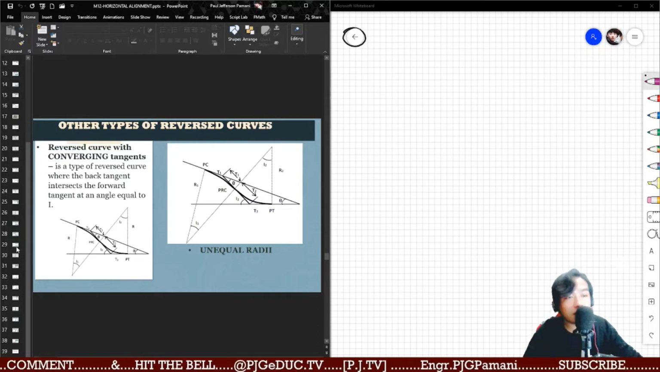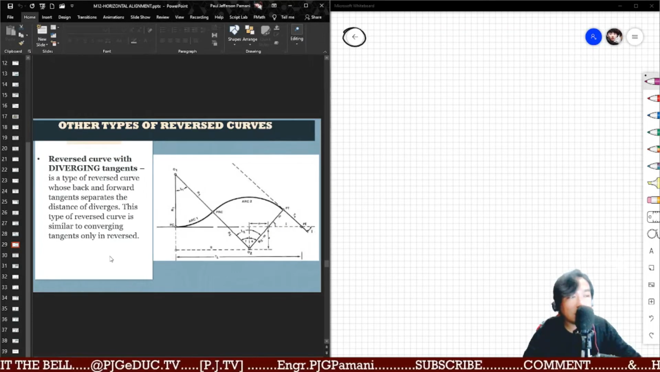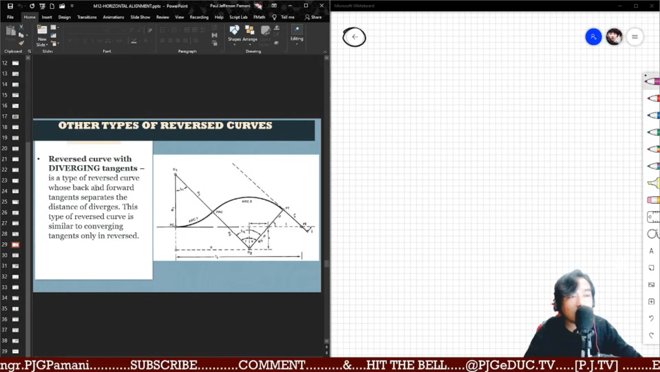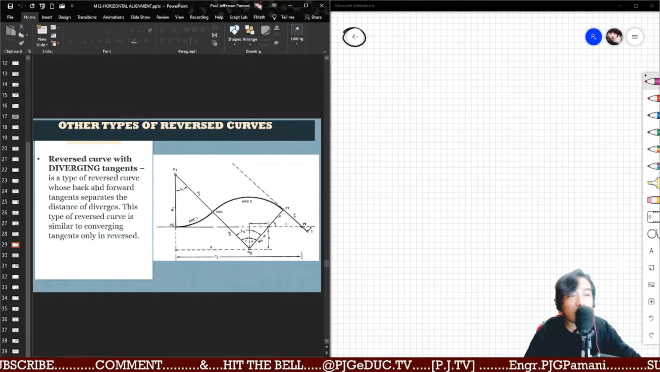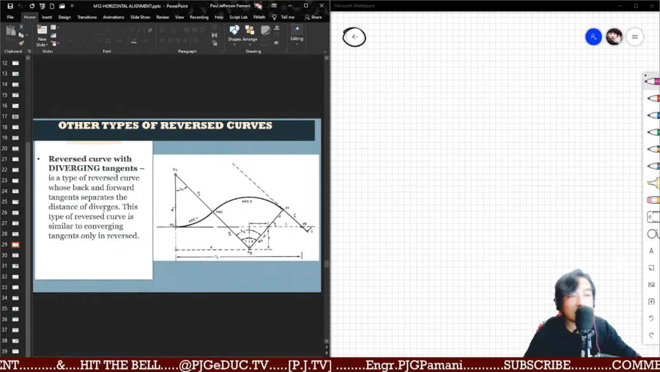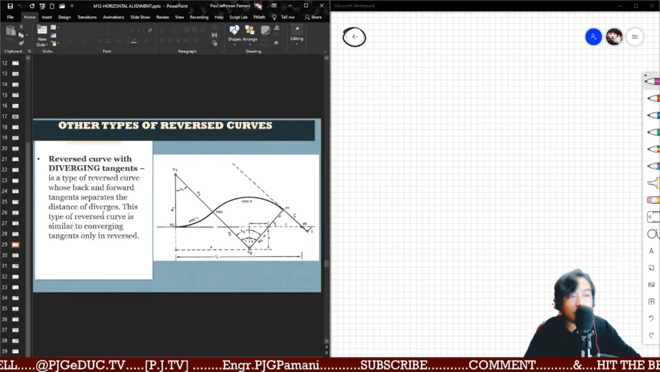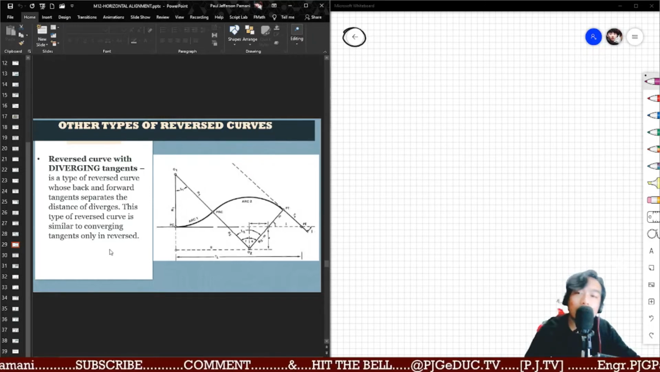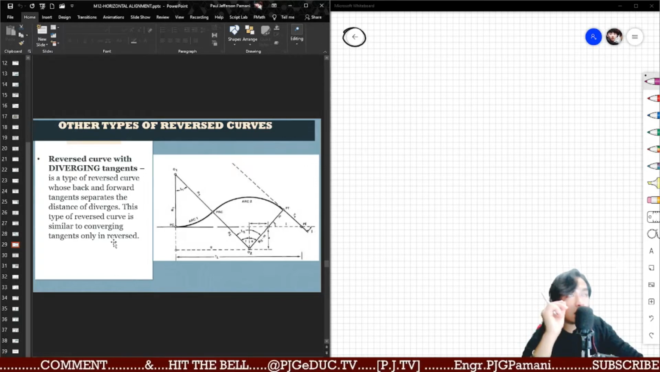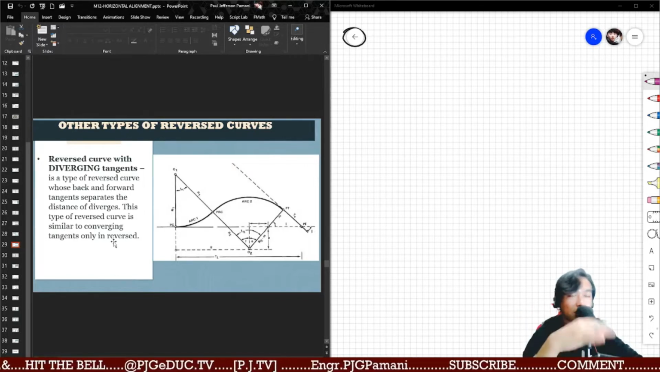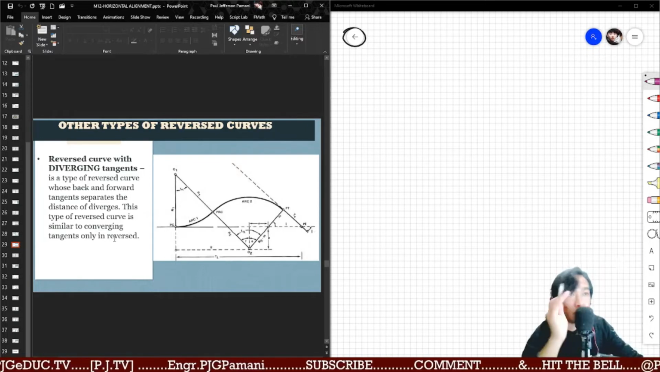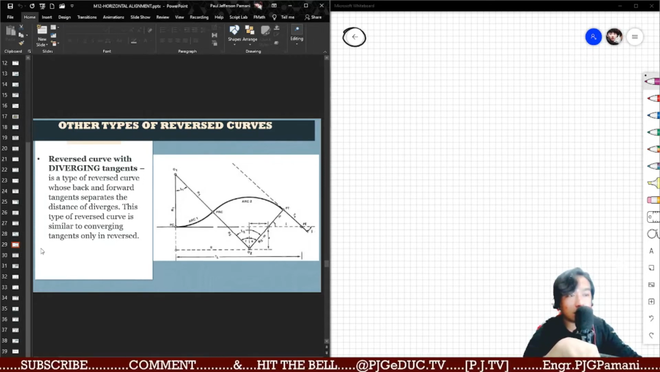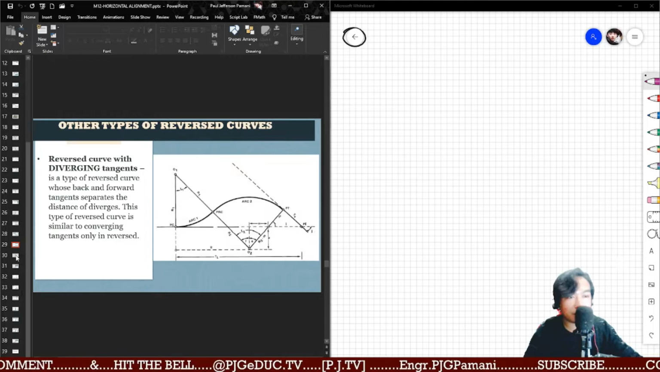So kung ang converging, the back tangent intersects the forward tangent. So with diverging naman, basically, that is the reverse of the converging tangent. With the diverging tangent, this is now a type of reverse curve whose back and forward tangents separate the distance of diverges. This type of reverse curve is similar to converging tangents, only in reverse. Kung converging, a back tangent intersects the forward tangent. With diverging, the forward tangent intersects the back tangent. Okay? Yan lang naman po yung converging, diverging.